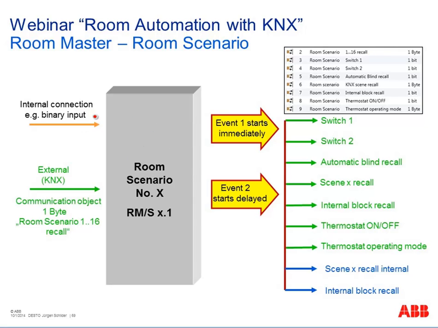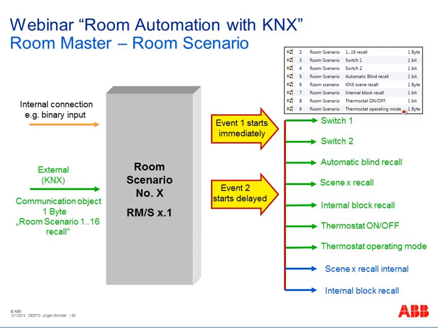So someone maybe presses the button or inserts or removes the key card, then we call our room scenario, and then the first event starts immediately. What does it mean? The KNX room master sends on this communication object switch 1, switch 2, 1-bit telegrams. The value depends, of course, on your parameter settings. It can also deactivate or activate the sun protection for the blinds. We can call our standard KNX scene, like I explained to you before, as the 1-byte, 8-bit scene. And additionally, we can block some other devices and we can switch our room thermostat on or off. Additionally, we can change the operating mode of the sensor.